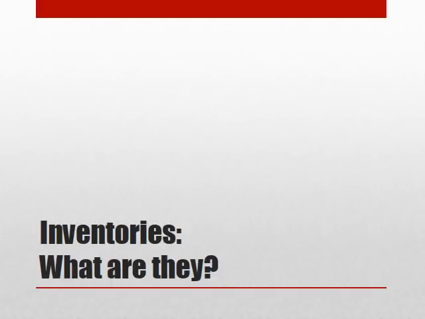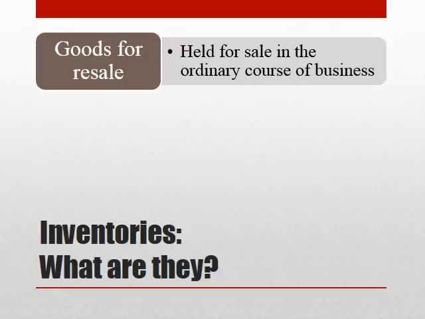So first things first, what are inventories? Well, we have three broad categories. The first is goods for resale. This is where we have items held by a business and they're waiting to be sold to customers. So they are held for sale in the ordinary course of business.